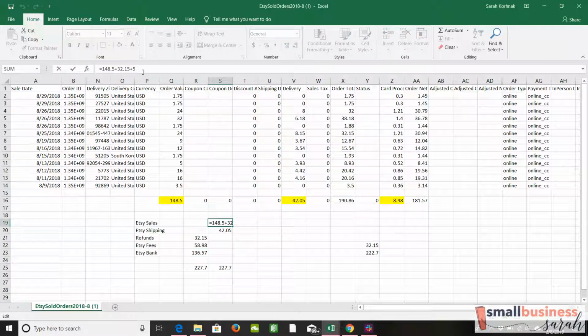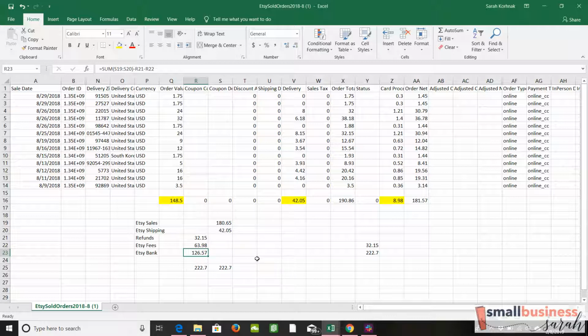Conversely, if I need this to be lower, I need this to be $126 in order to get it to tie to Etsy Bank, then I would simply plug it. In the expense side, why didn't that work? Oh, I subtracted from the expenses. I needed to increase my expenses. There we go. So I would simply plug it on the revenue side or the expense side.